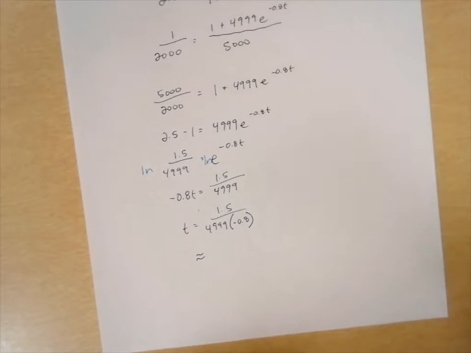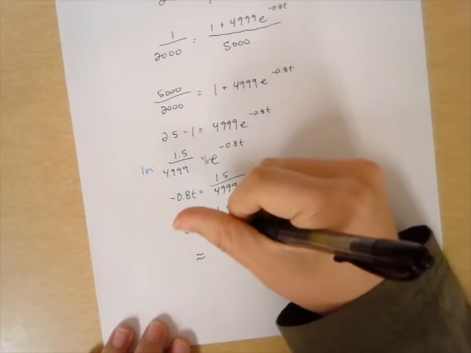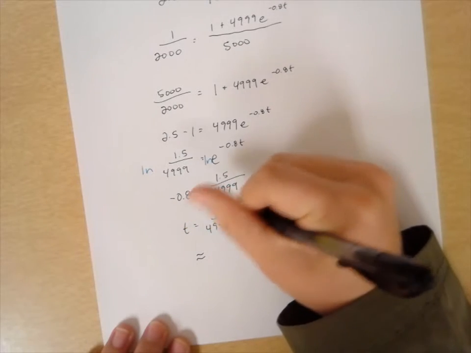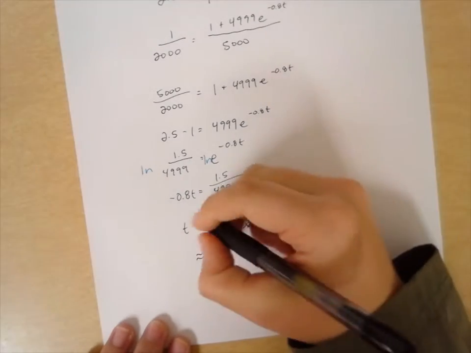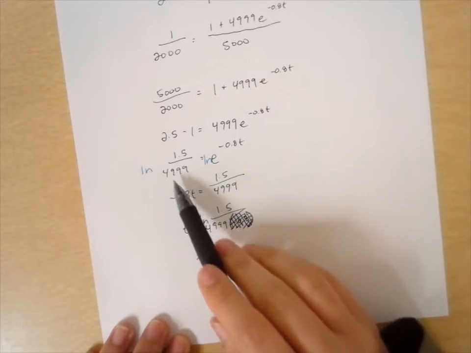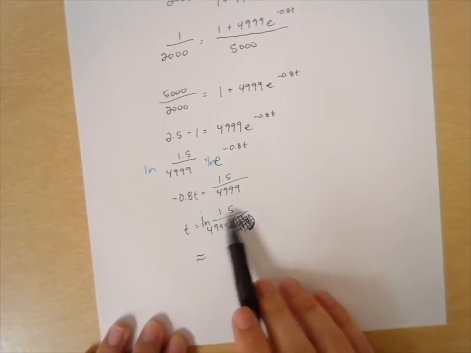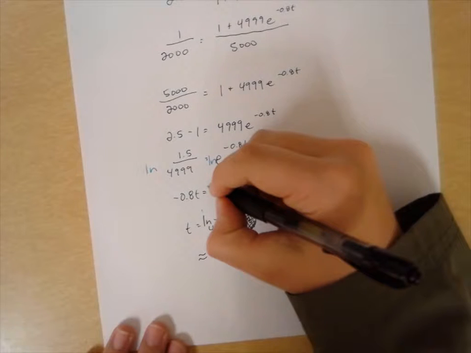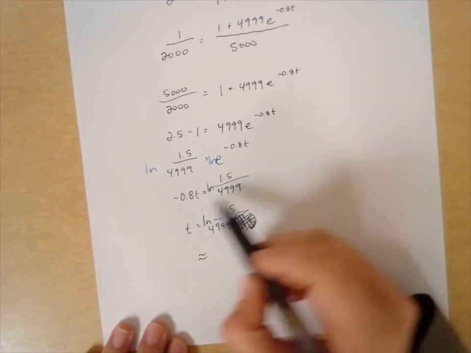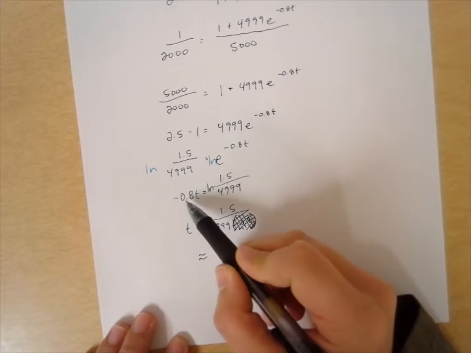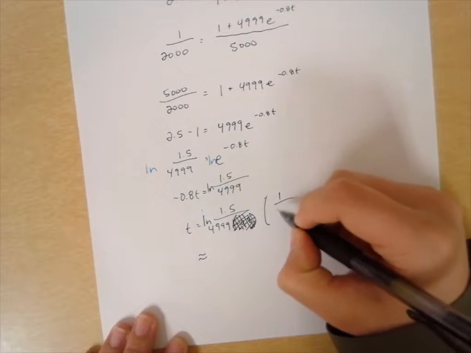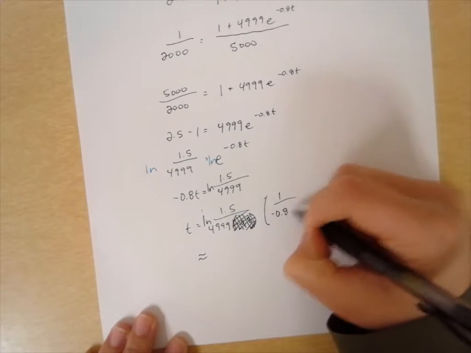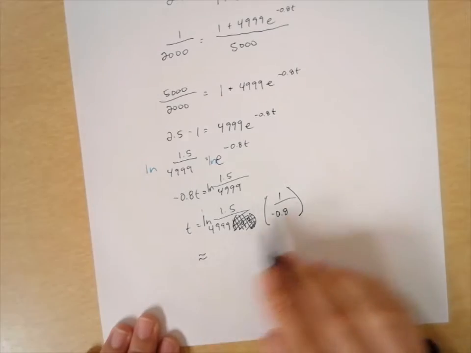what I get, oh my goodness, I forgot something. Whoops. This is natural log here. I had to take the natural log of that. I forgot it was over here in blue. So I should say natural log again. Okay. Natural log, and then when I divide by the negative 0.8t, I actually multiply all of this by 1 over negative 0.8. Now this is accurate.